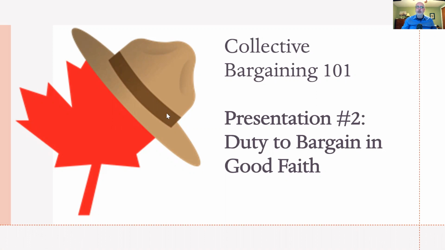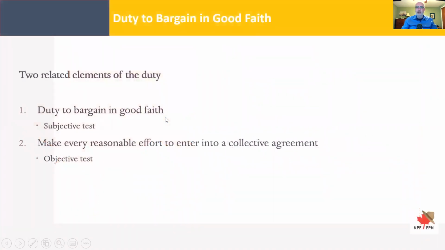The duty to bargain in good faith is the cornerstone of the collective bargaining relationship, and it has two related elements. First, it has the duty to bargain in good faith itself. This is a subjective test. It's about whether the parties are actually acting in good faith. The second part of the test is objective. It requires both parties to make every reasonable effort to enter into a collective bargaining agreement. And these two duties put together, I've shorthanded into the duty to bargain in good faith. But when I'm talking about this duty, I'm talking about both parts, the subjective and the objective part of this duty.